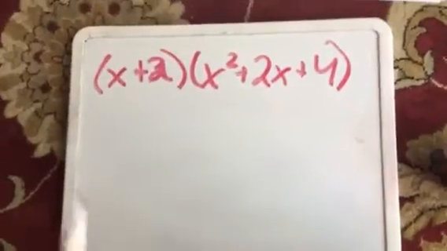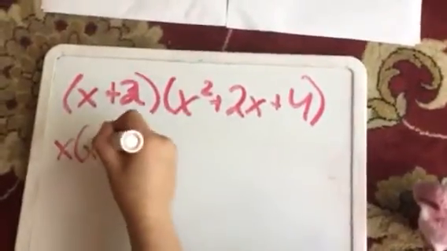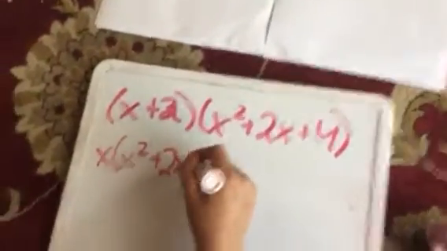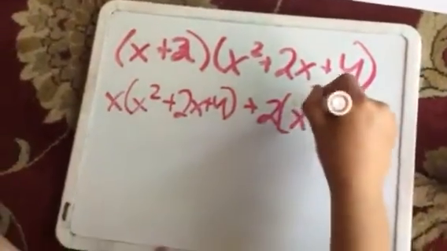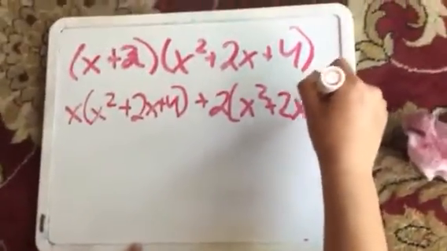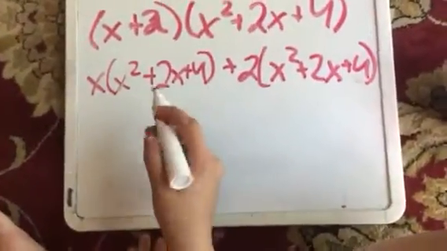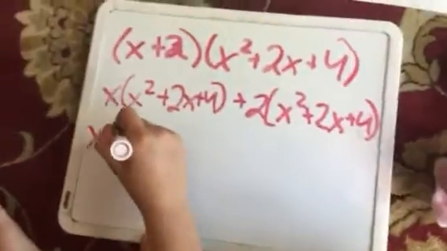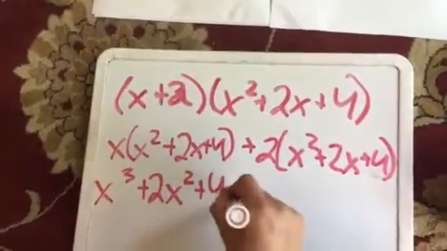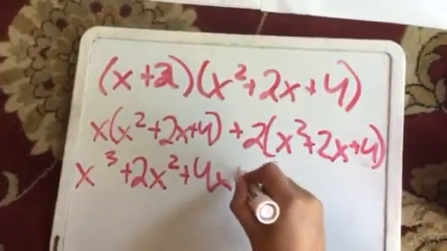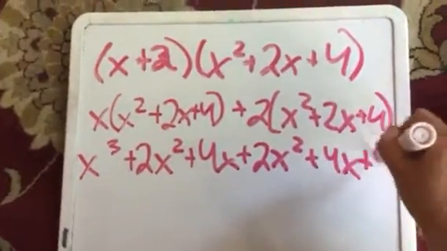So once again, we have to distribute each variable, so we get x times x squared plus 2x plus 4. And then we take the 2 and we go plus 2 times x squared plus 2x plus 4. Now we can distribute the x and distribute the 2. So to distribute the x, we would get x cubed plus 2x squared plus 4x. And then we distribute the 2, we would get plus 2x squared plus 4x plus 8.